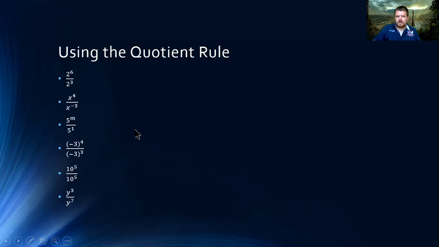Again, all of these can be evaluated, if I forget the rule, by writing it out the long way. So for instance, that first example, if I have 2 to the 6th, that's 2 times 2 times 2 times 2 times 2 times 2. And 2 cubed, well, that's 2 times 2 times 2. So how many 2's cancel out? You have 3 pairs of 2's that cancel out. 3 2's, that's 2 cubed.